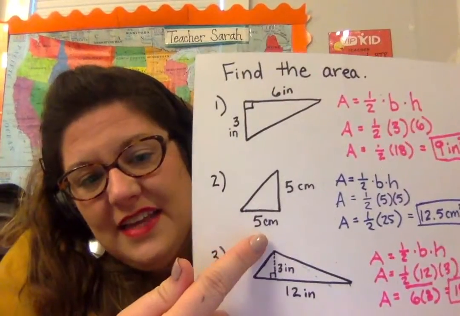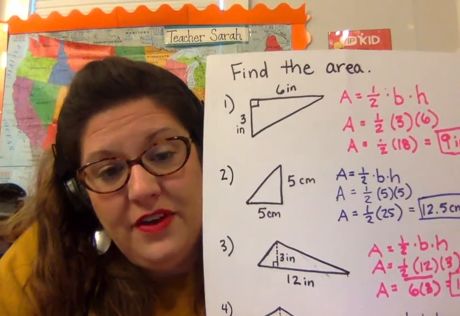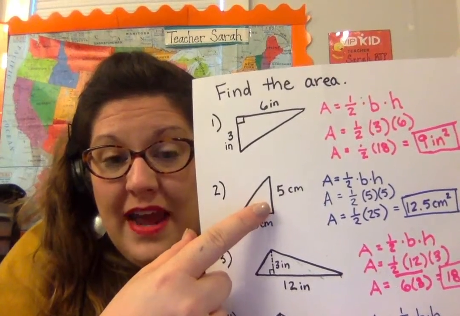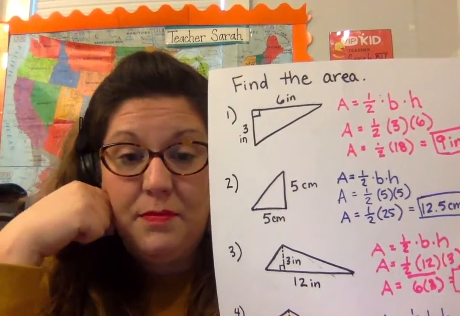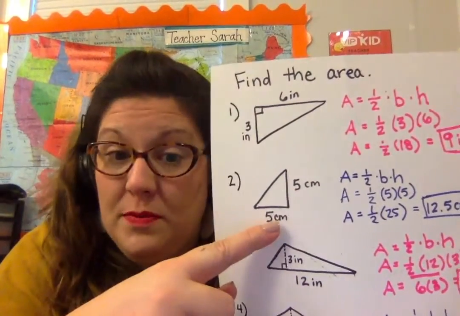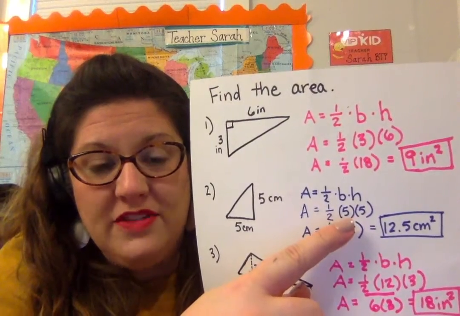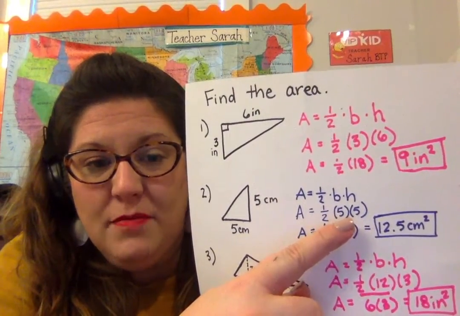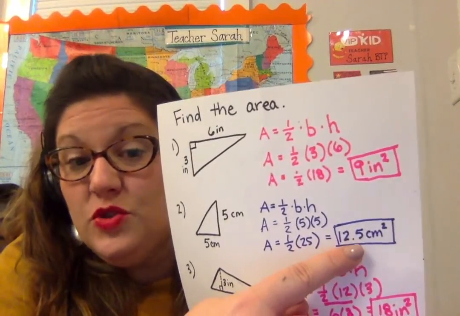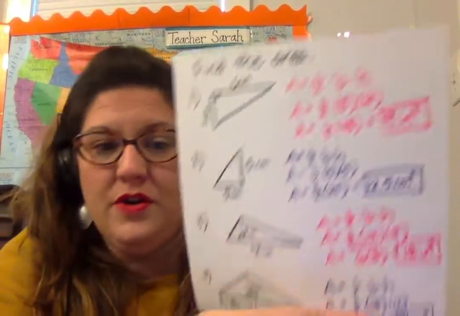Looking at the second example, we see that both the base and the height are 5. This time, it does not tell me that this is a right angle, but we do know that it has to be, because this particular triangle has to be isosceles, which means that this has to be a right angle. So if I multiply 1/2 times the base times the height, base and height multiply to be 25 here, and half of 25 is 12.5, or 12.5 centimeters squared.